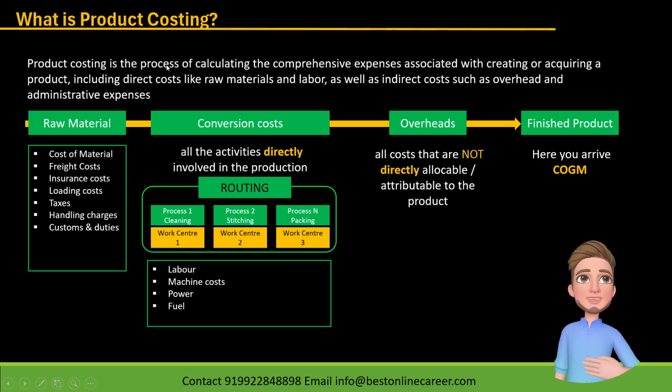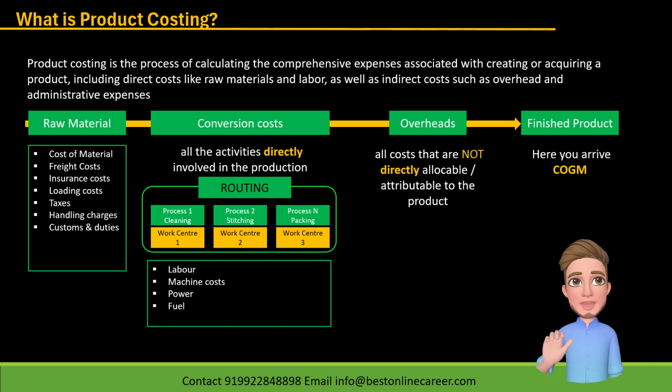Product costing is the process of calculating the comprehensive expenses associated with creating or acquiring a product, including direct costs like raw materials and labor, as well as indirect costs such as overhead and administrative expenses. I mean, quite a lot of theoretical stuff. Let me make it simple for you. I buy raw materials, and let's say I bought it at 100, whatever the denomination, Indian rupees or US dollars or whatever it might be. So I have bought some raw materials, right?